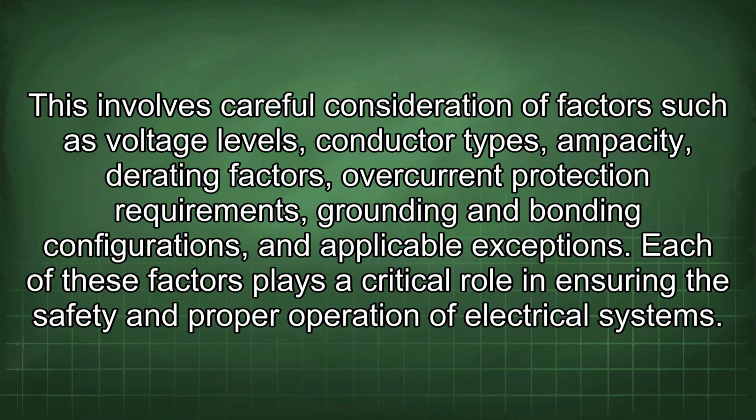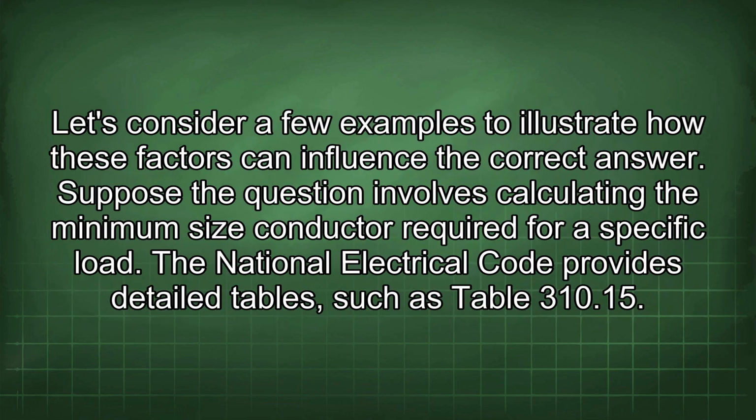This involves careful consideration of factors such as voltage levels, conductor types, ampacity, derating factors, overcurrent protection requirements, grounding and bonding configurations, and applicable exceptions. Each of these factors plays a critical role in ensuring the safety and proper operation of electrical systems. Let's consider a few examples to illustrate how these factors can influence the correct answer.